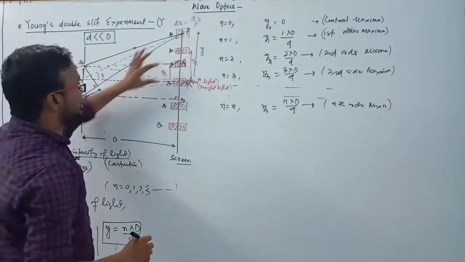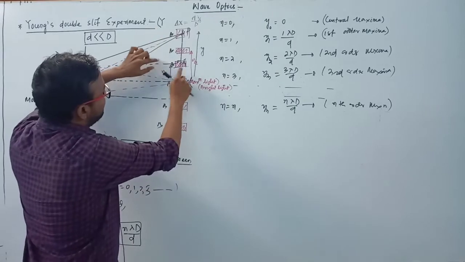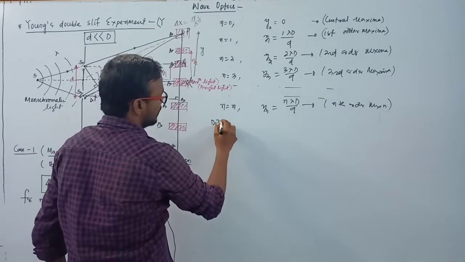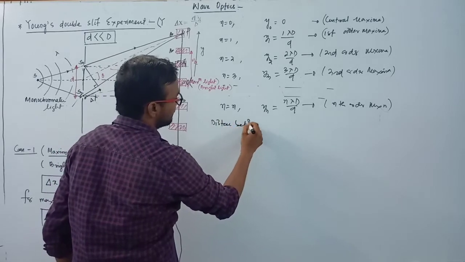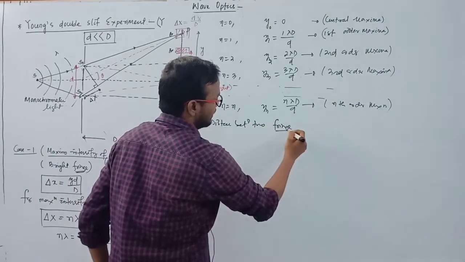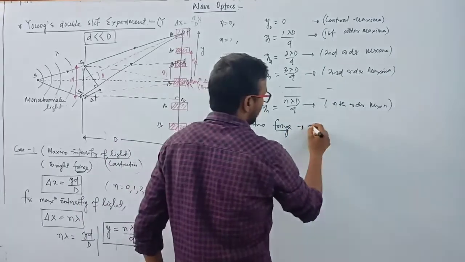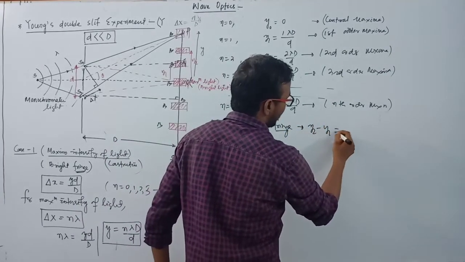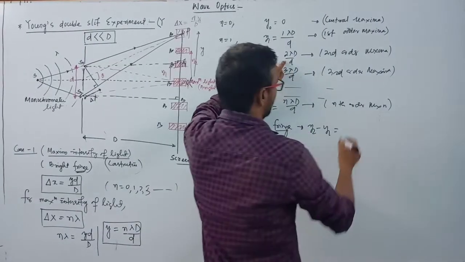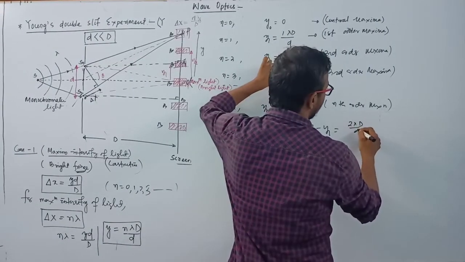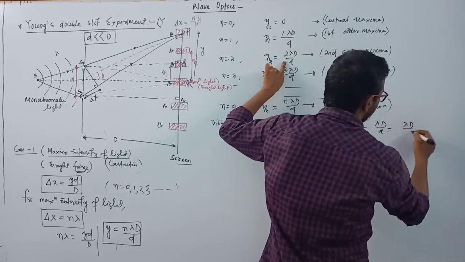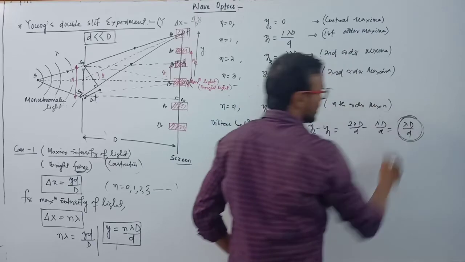And if we find the distance between two fringes, this is one fringe and this is another fringe, we can write y2 minus y1. Any two fringes you can write y2 minus y1, where y2 is 2 lambda D by d minus lambda D by d, which is equal to lambda D by d. This is a constant quantity always.